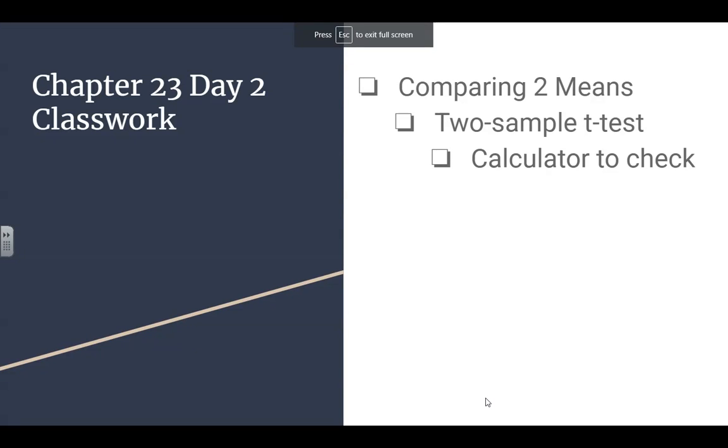Today we're going to talk about the two-sample t-test for comparing two means. And again, we'll use our calculator because it's that fancy formula that is difficult to use for degrees of freedom. So we'll rely on technology more.